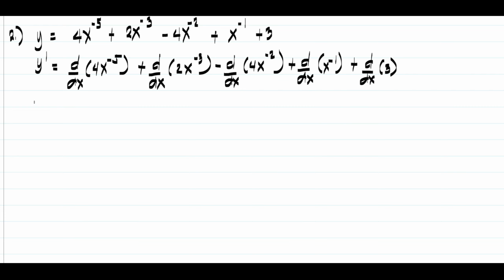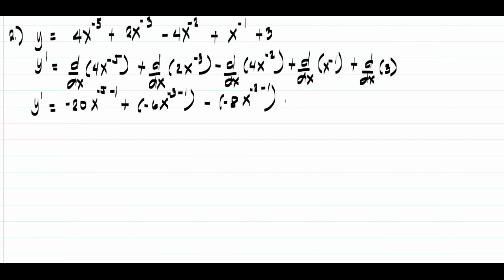To simplify, we have y prime, and then 4 multiplied by negative 5, that is negative 20, x raised to negative 5 minus 1, and then 2 multiplied by negative 3, that is negative 6, x raised to negative 3 minus 1, minus 4 times negative 2, that is negative 8, x raised to negative 2 minus 1, and then 1 multiplied by negative 1, that is negative 1x raised to negative 1 minus 1, plus the derivative of the constant, that is 0.